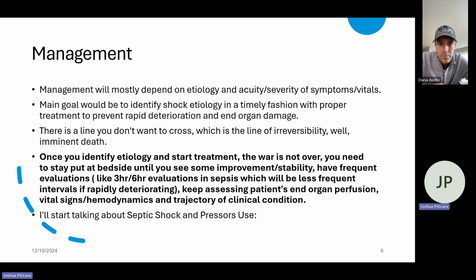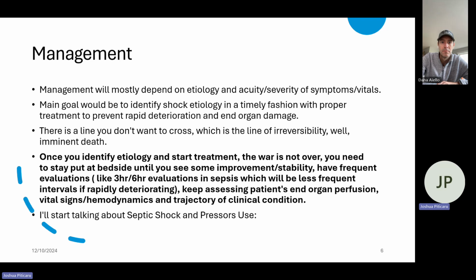You need to stay put at bedside. Don't leave the patient's bedside until you see some improvement or stability. Have frequent evaluations. We have the sepsis evaluation, the 3-hour, 6-hour evaluation in sepsis, which will be at less frequent intervals if rapidly deteriorating. Don't assume that just starting a pressor or giving fluid is enough and then go sit down somewhere else. Stay next to the patient until you see some improvement, some stability, because you need to work on these things right away. Keep assessing the patient's end organ perfusion, vital signs, hemodynamics, and trajectory of clinical condition.